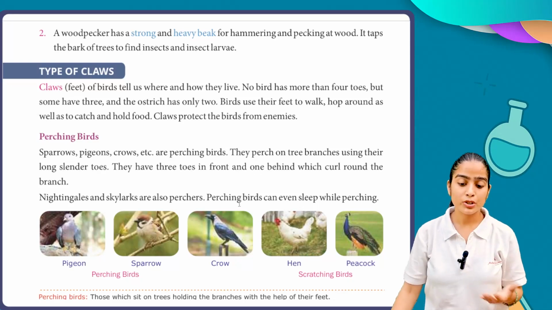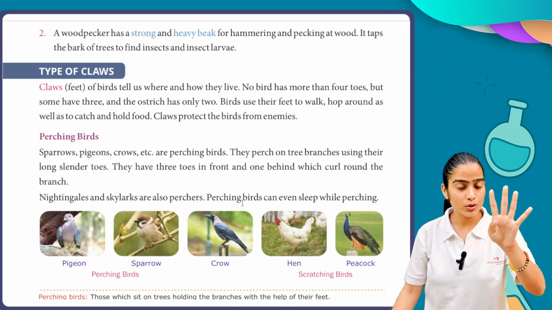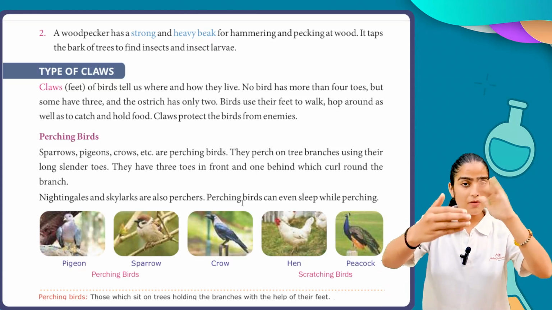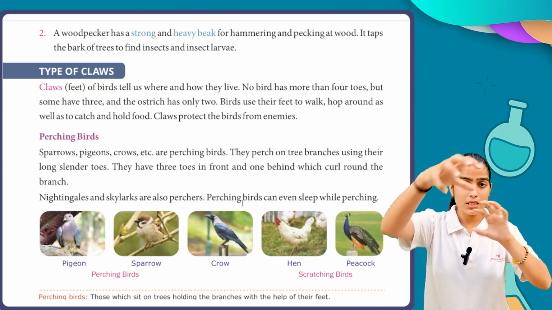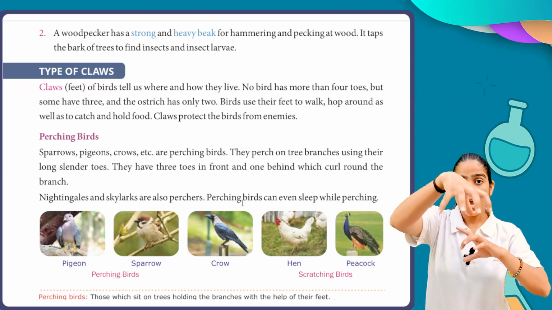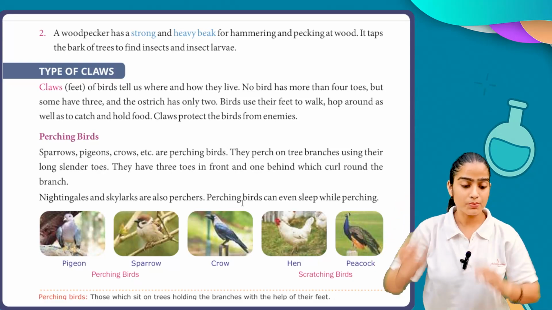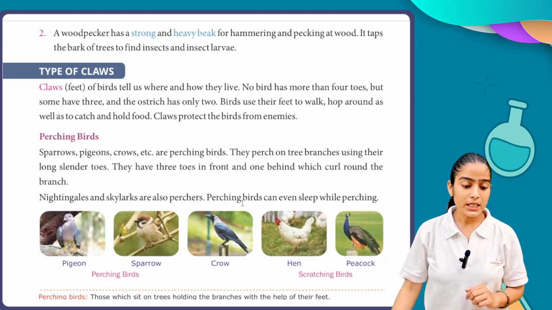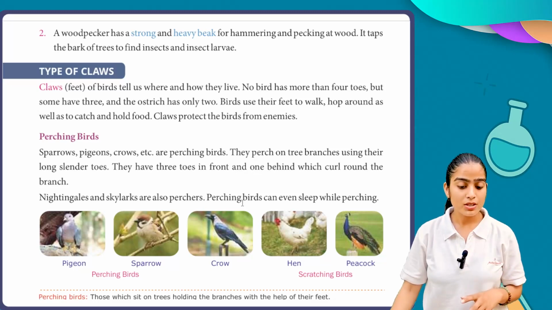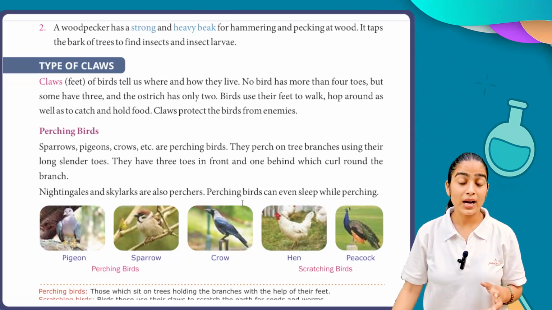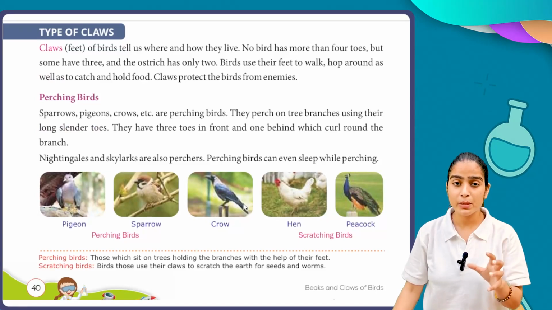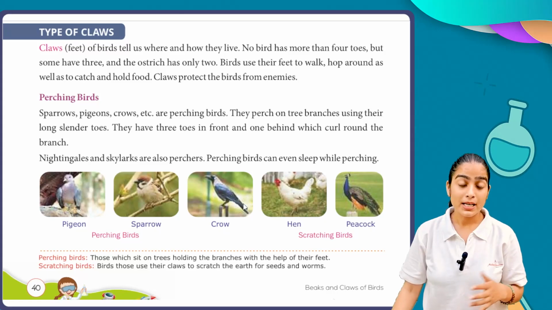They perch on tree branches using their long, slender toes. They have 3 toes in front and 1 behind, which is curled round the branch. So they have a total of 4 toes, 3 in front and 1 behind. With the help of this, they can hold the branch very tightly and have great balance. Nightingales and skylarks are also perching birds. Perching birds can even sleep while perching. It means they have great balance, so they cannot move at all while they sleep as well, right?